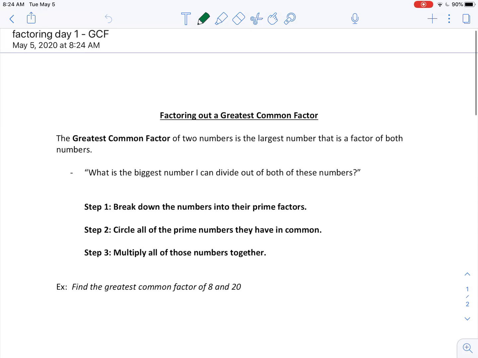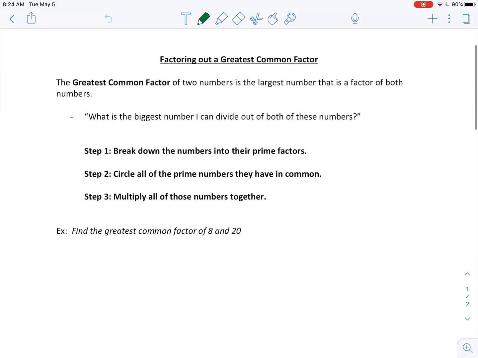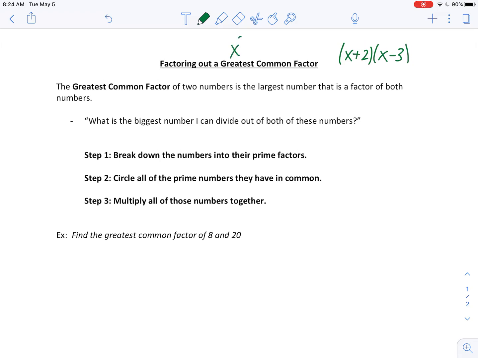In the last 2 weeks of the school year, I want to focus on factoring. So we've been multiplying binomials, x plus 2, x minus 3 with our foiling method. But I want to get from x squared minus x minus 6 to our factored form.